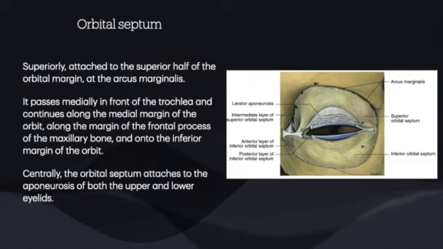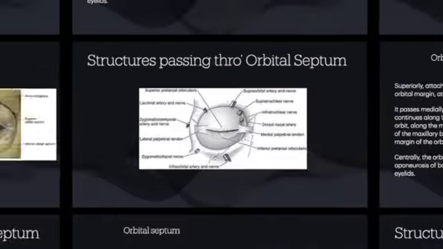What is the importance of this orbital septum is that it is delimiting the anterior and posterior spread of edema, inflammatory fluid, blood. Some of the examples are like preseptal cellulitis, orbital cellulitis.